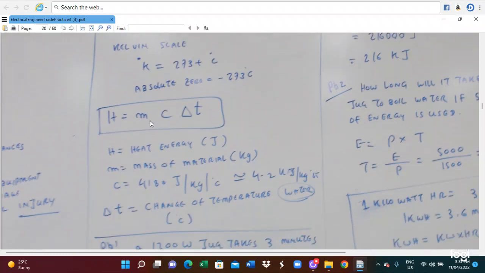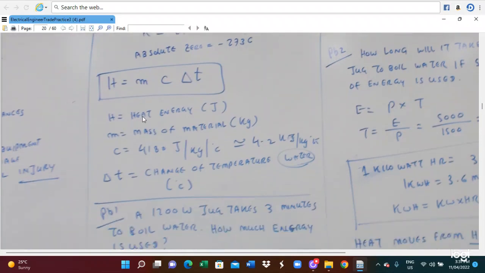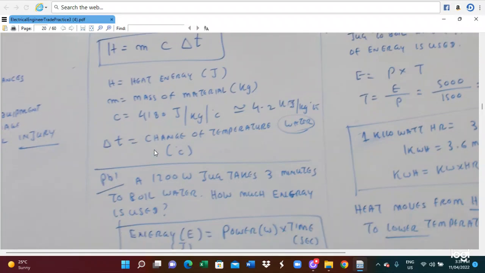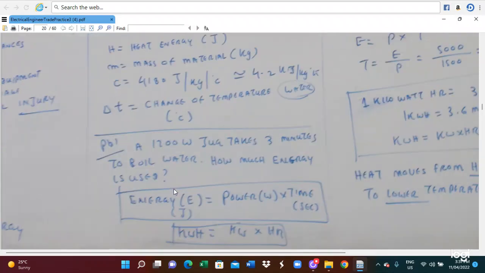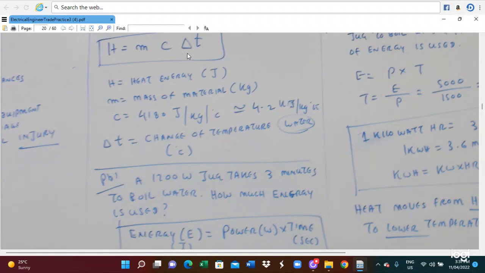So heat can be calculated by the equation H = mcΔT. Here H is the heat energy in joules, and m is the mass of the material in kilograms. c is 4180 joules per kilogram degree centigrade, or 4.2 kilojoules per kilogram degree Kelvin. ΔT is the change of temperature. So those things we calculate. So this is H = mcΔT.